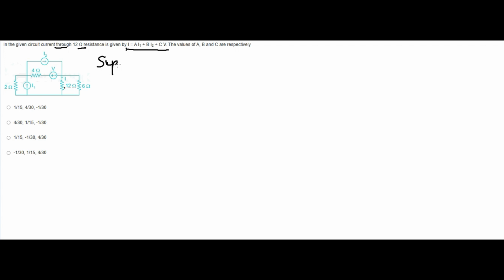Usually go with the superposition theorem. So we want to open circuit the current source, and then short circuit the voltage source. I hope you know about this, right? First let me take the A·I1. What is A·I1? You have to consider I1, short circuit V, and open circuit the other current source I2.